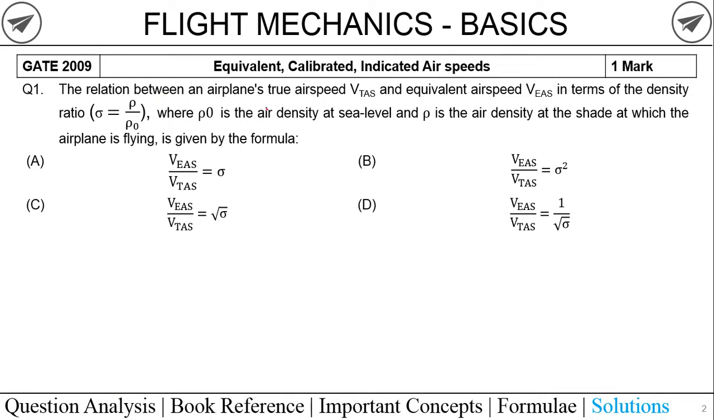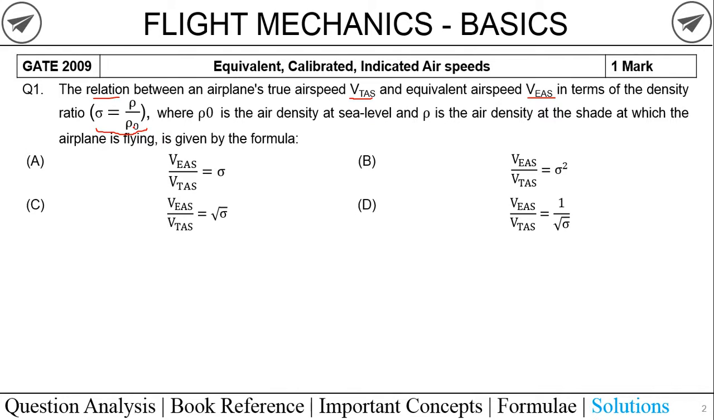the relation between an airplane's true airspeed and equivalent airspeed in terms of density ratio, where they have provided the density ratio, that is sigma equal to density rho by rho naught, where rho naught is the air density at sea level and rho is the air density at that particular altitude at which aircraft is flying. And they are basically asking the relation between the airplane's true airspeed and equivalent airspeed in terms of density ratio. They have defined the density ratio, that is the ratio of density at the particular altitude and density at that sea level.